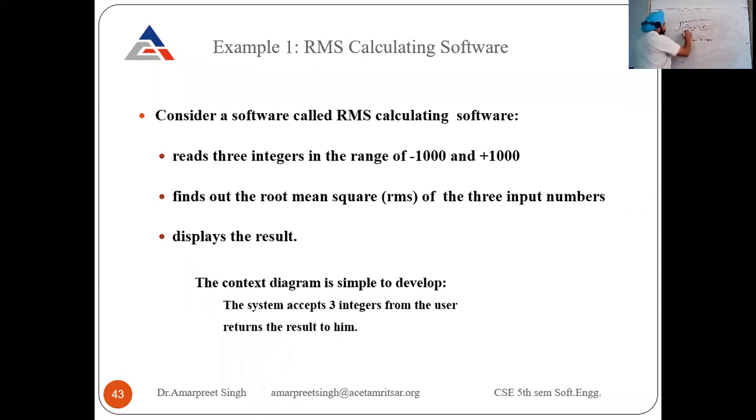And next, if we enter any value in a variable a, then we have to validate that the number is between minus 1000 and plus 1000. Similarly, if we enter any number in b, we have to validate because the range is given. So the main functions are getting the numbers and validating, making the squares, making the sums, and finding the square root. These are the main functions of this software. So how do we represent all these functions in DFD form? Let's see next.